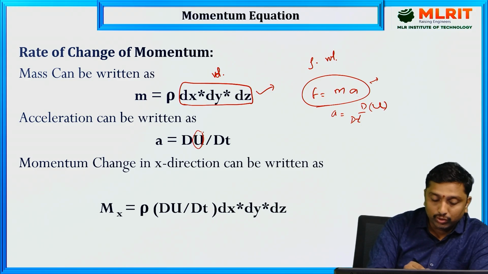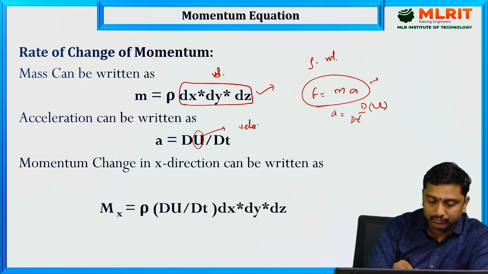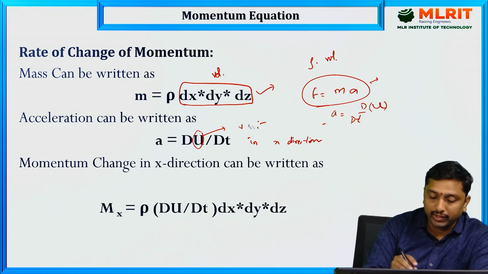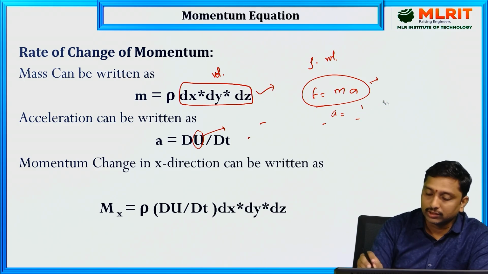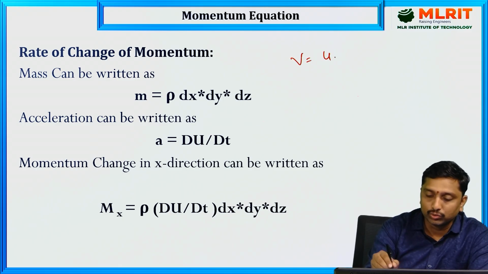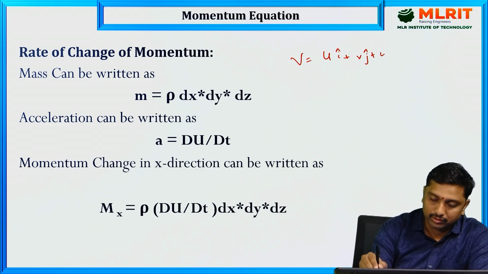See, the u represents the velocity component in x direction. Since we have derived the expression only for one direction, that is x direction, the force component is considered only in x direction. So we are considering here velocity to be in x direction. The total velocity can be written as ui plus vj plus wk.